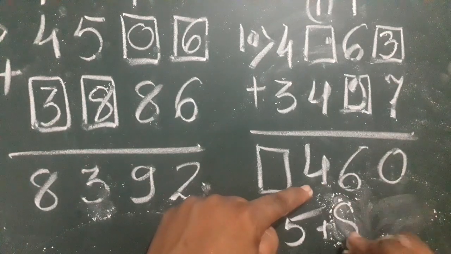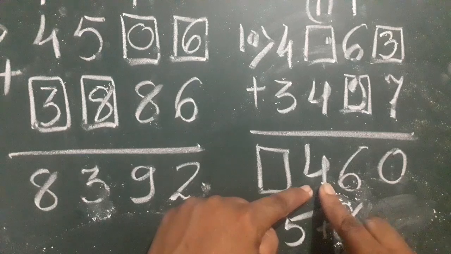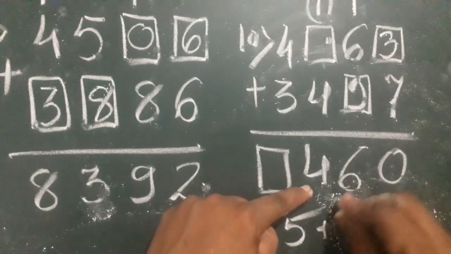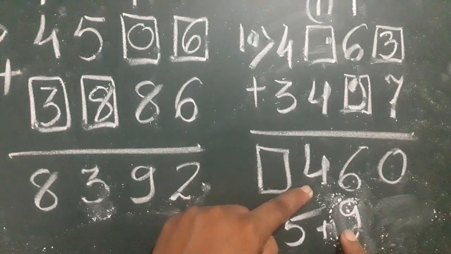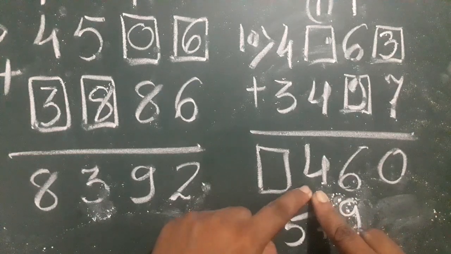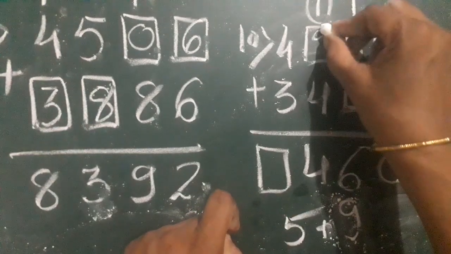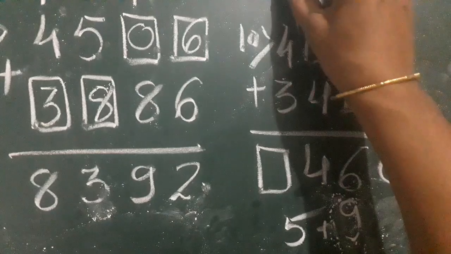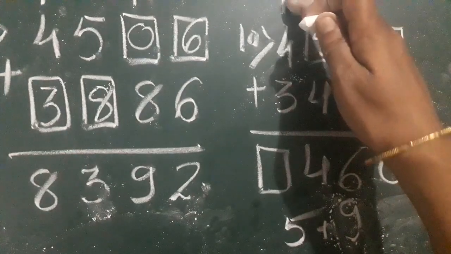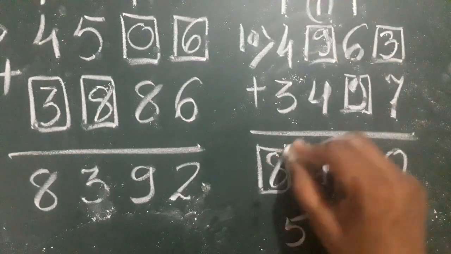5 plus 8 is 13. It should be 3. No. 5 plus 9 is 14, and in 14 the ones place is 4. So here you can write 9. So 10 and 4, 14. And now 4 plus 1, 5 plus 3, that is 8.